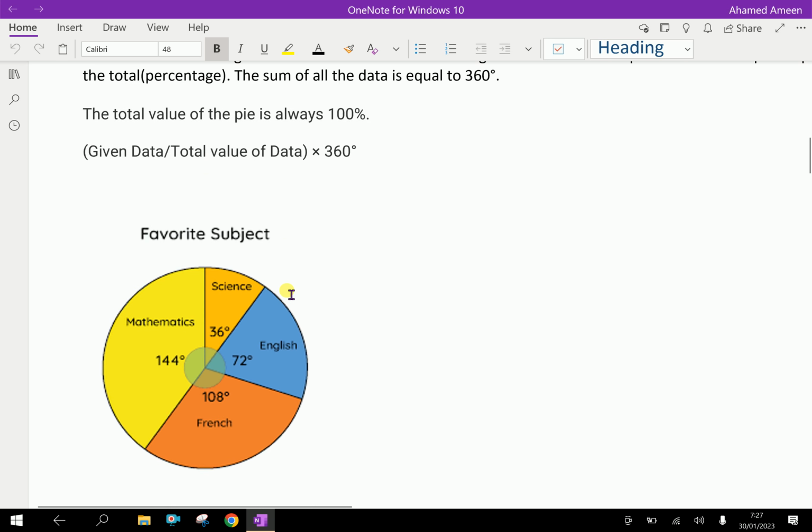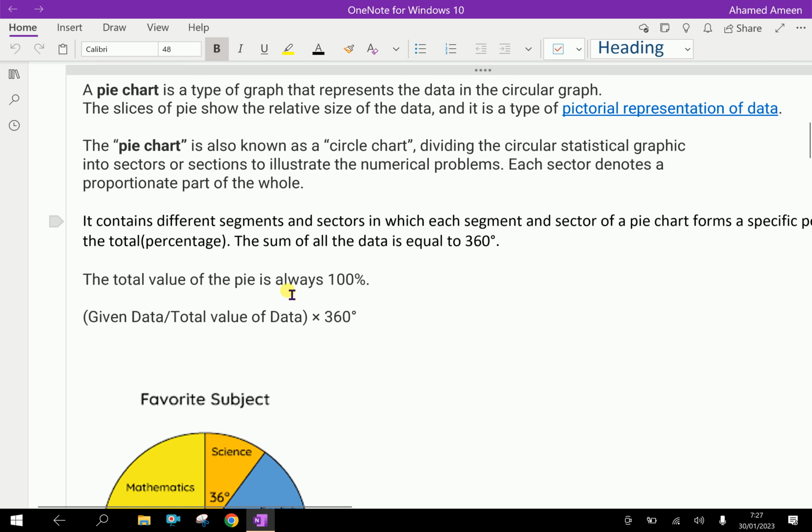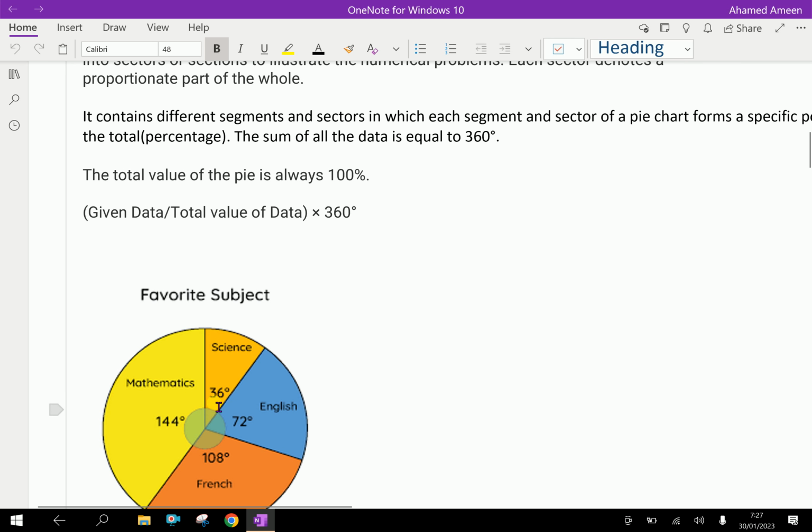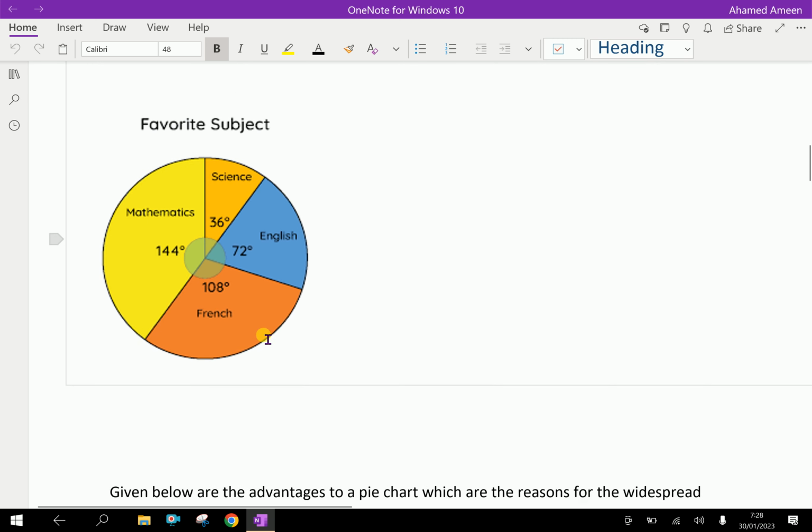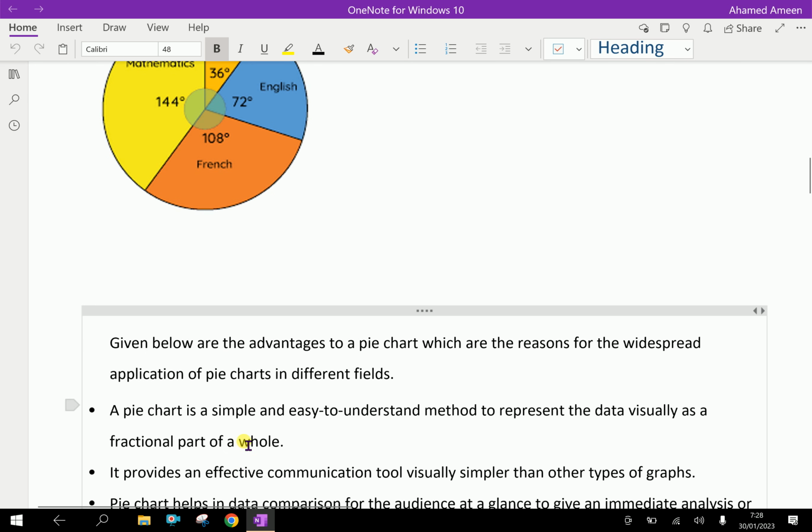So far I have explained what a pie chart is, with some pictures of the pie chart, and its advantages and disadvantages. We have done.